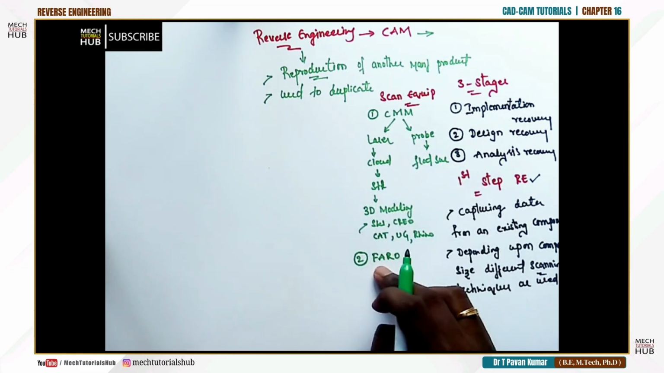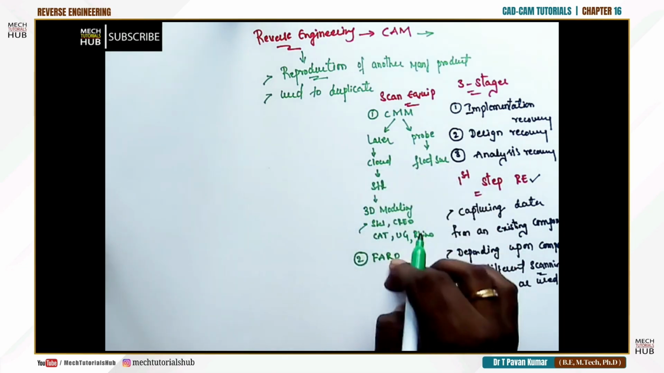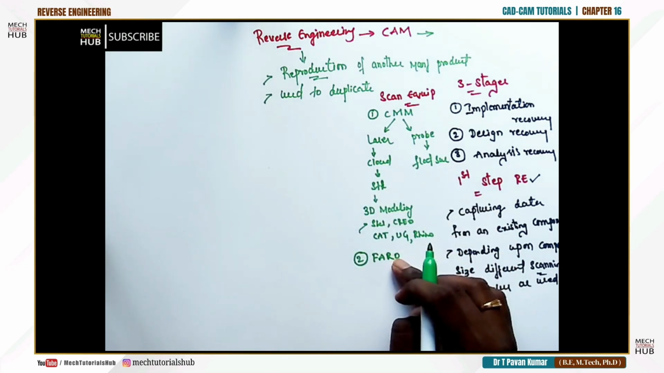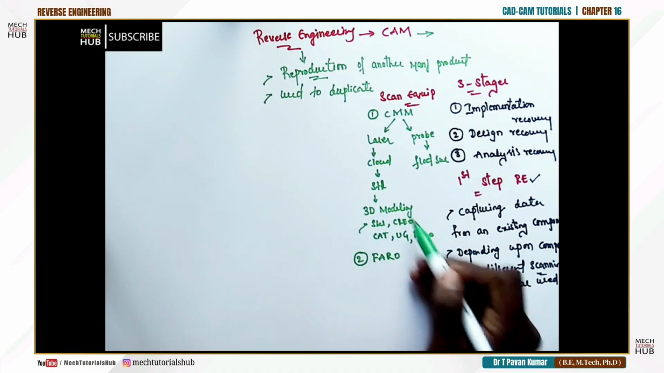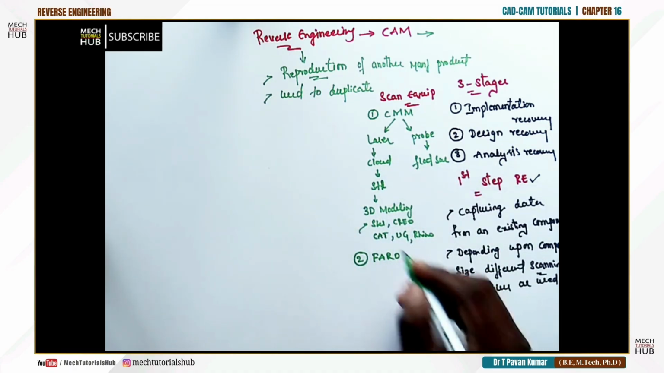These two are again available with Faro also, and with much more accuracy and precision compared to the CMM machine. The data is automatically stored in the database, which can again be taken and modeled the way we do in CMM.